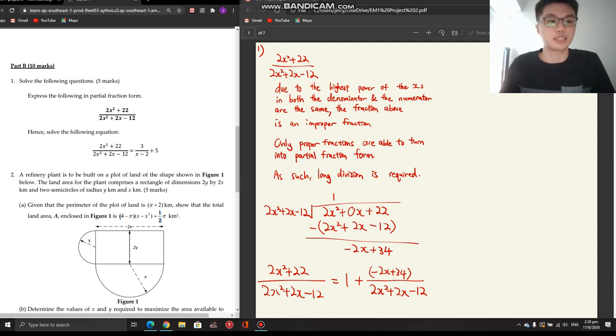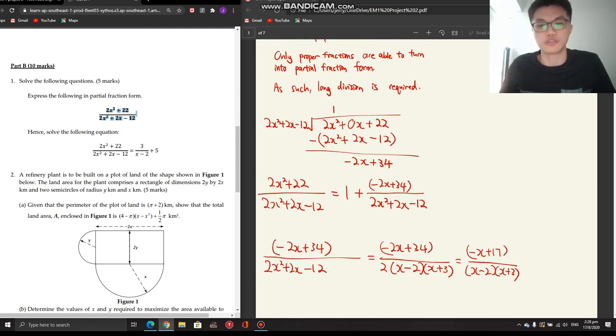So let's start. Question 1 is separated into two parts. The first part is to express the following in terms of partial fraction form. Since the highest power of x in both the numerator and denominator is the same, the fraction above is an improper fraction. Only proper fractions can be turned into proper partial fraction form. As such, we need to carry out long division.